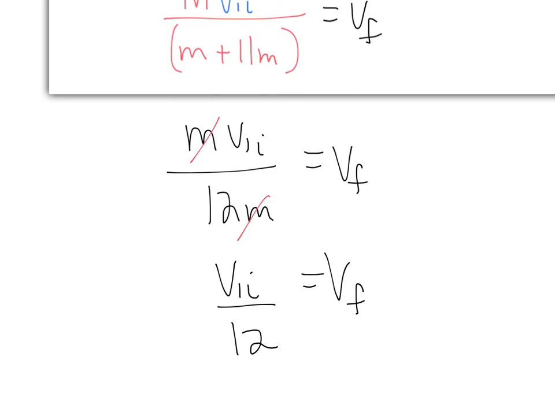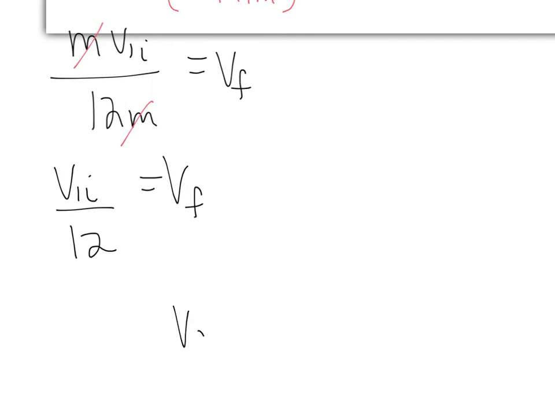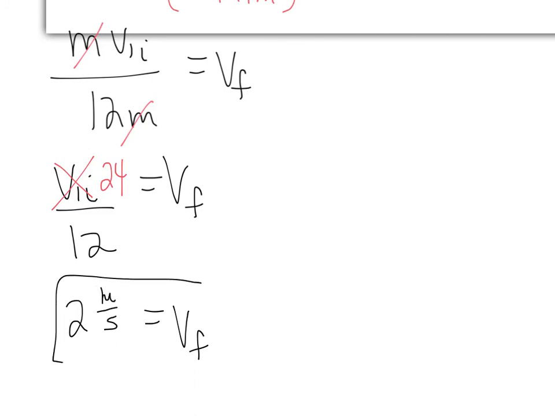Okay? The initial velocity was 24 for the pellet. So now it's just 24 over 12, which is 2. All right, this was really 24 right here. It was given in the problem, the velocity of the pellet. So that's the velocity of the pellet cart combination after the pellet has been embedded into the cart. Okay? So this is significantly less.